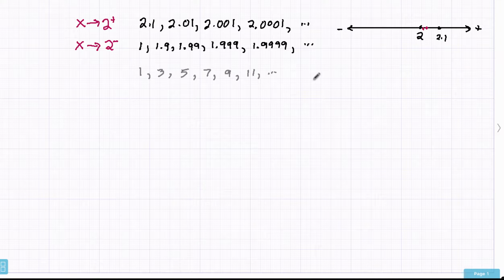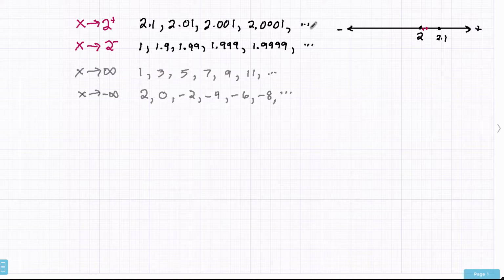Here is another kind of list, and you'll notice that everything keeps getting bigger and bigger as we go down the list, and there's no biggest number in the list. With this kind of list, we would say that x is approaching infinity. So here's another kind of list going out in the opposite direction toward minus infinity. And so we have a nice notation to describe this situation also.